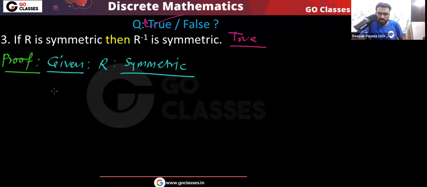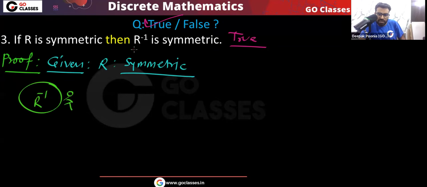Now, if R is symmetric, what can I say about R inverse? We already know that R is symmetric. I want to check for R inverse.